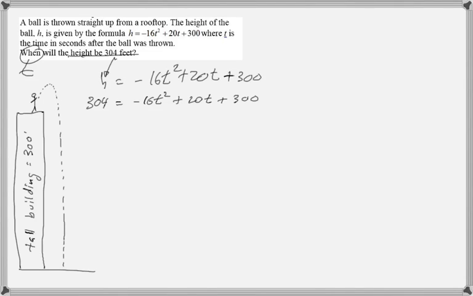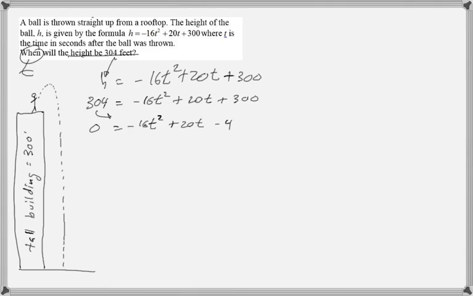To solve it, I want one side equal to 0. I will subtract 304 from both sides. Negative 16t squared plus 20t, and then 300 minus 304 is negative 4. To solve this equation, I want to factor it first.